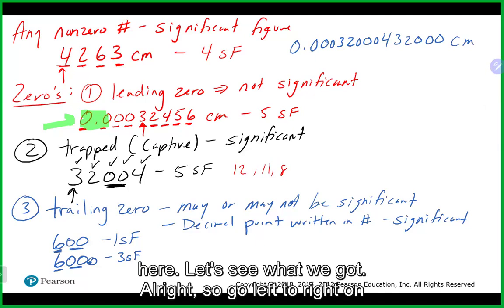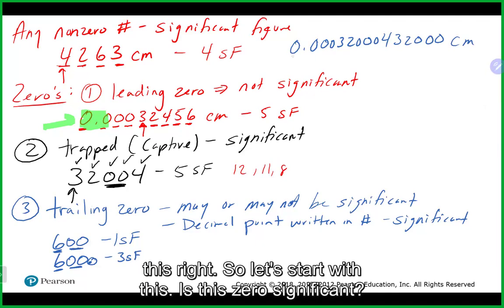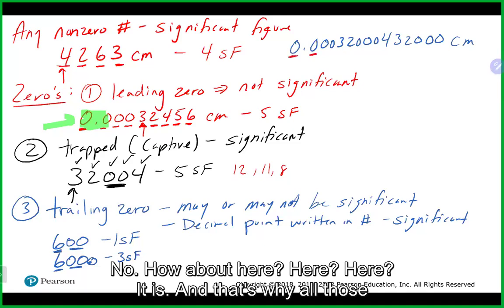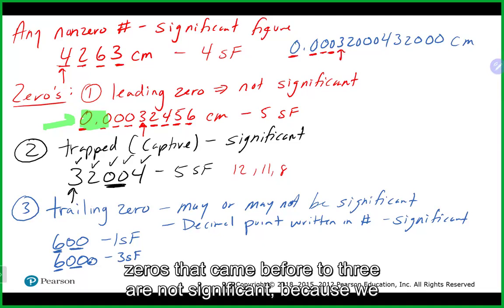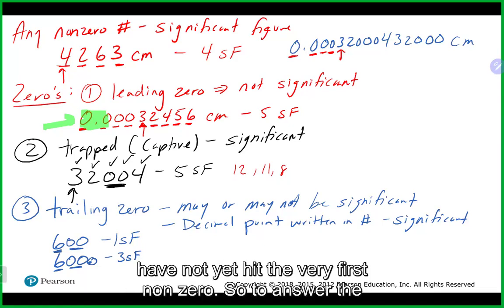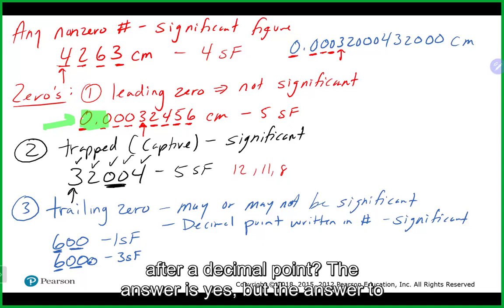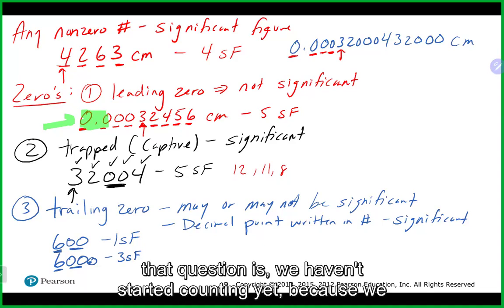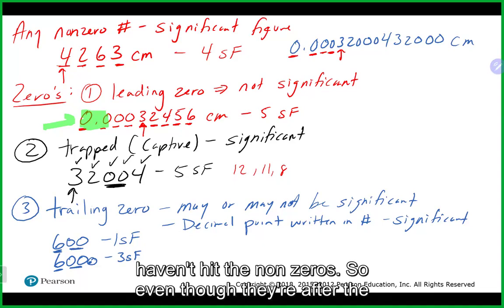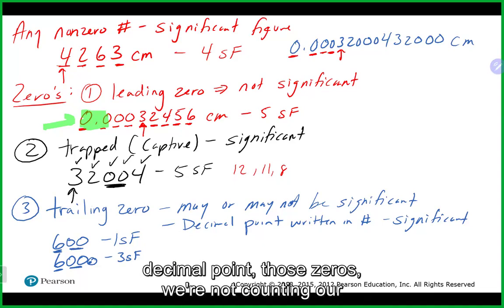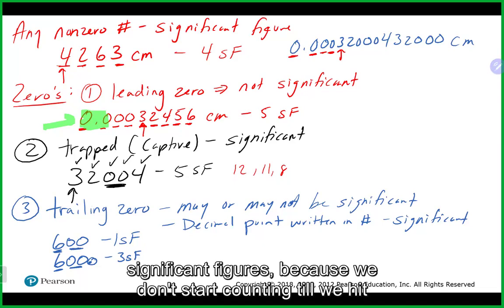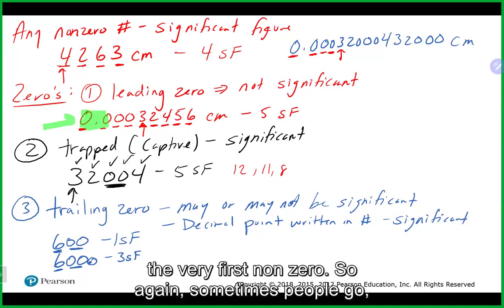All right. So we're going to use our rules. We're going to go left to right on this, right? So let's start with this. Is this zero significant? No. How about here? Here? Here? No. That's why all those zeros that came before the 3 are not significant, because we have not yet hit the very first non-zero. To answer the question maybe somebody has, aren't those zeros after the decimal point? The answer is yes. But we haven't started counting yet, because we haven't hit the non-zeros. So even though they're after the decimal point, we're not counting them, because we don't start counting until we hit the very first non-zero.